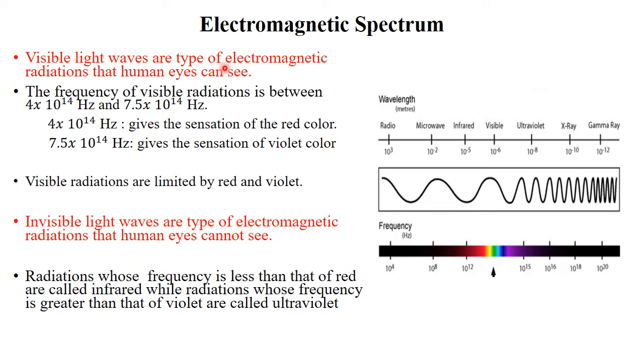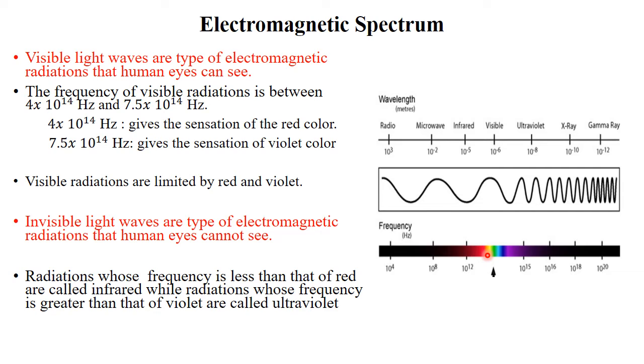Visible light waves are a type of electromagnetic radiations that human eyes can see, and the frequency of visible light waves is between 4 times 10 to the power of 14 Hz, which gives the sensation of the red color, and 7.5 times 10 to the power of 14 Hz, which gives the sensation of the violet color. Everything in between can be seen by the naked eye.